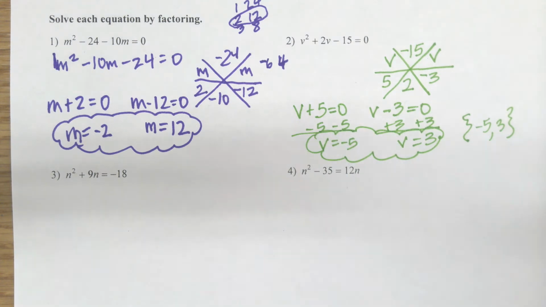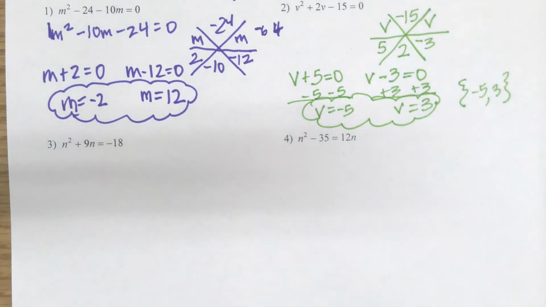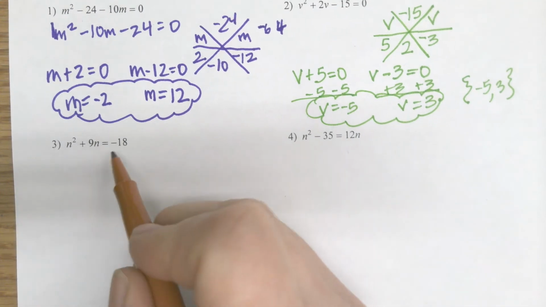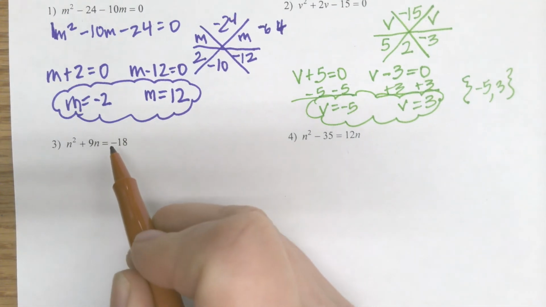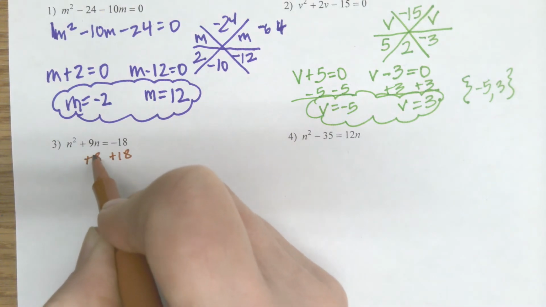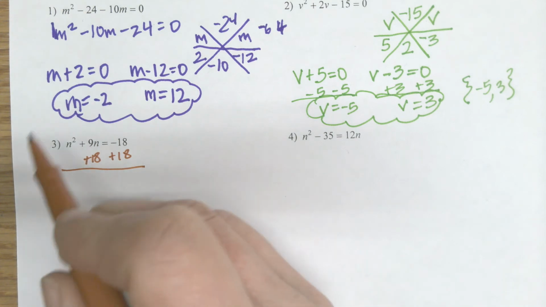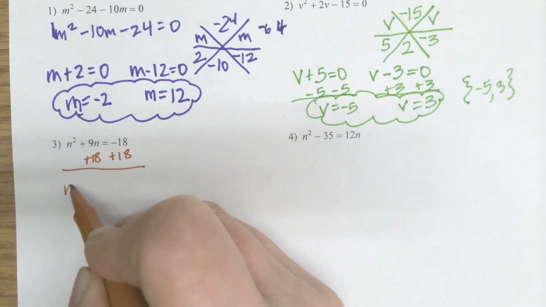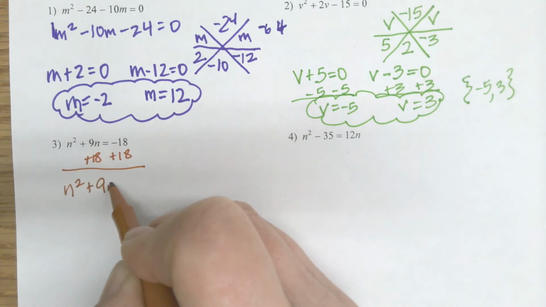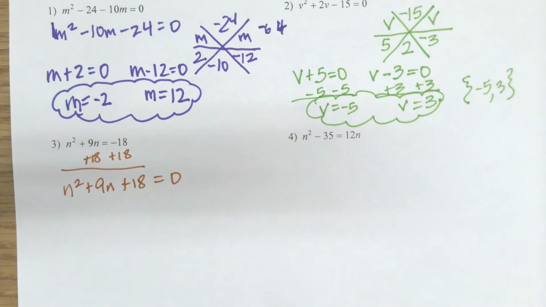So the last two are problems that aren't equal to 0, and I just kind of want to go through that process of getting them equal to 0. You're going to do a little solving as well. It's the opposite sign of what is here, so this is negative 18. I want to bring that over to the other side by adding 18, but I can't add it to anything. There's no like terms over there, so I'm just going to write this in descending order. Plus 9n plus 18 equals 0.